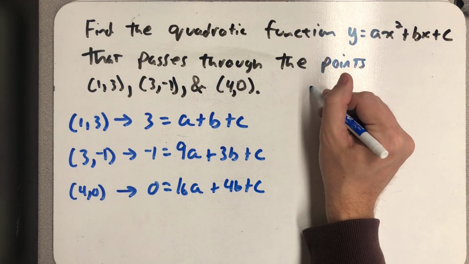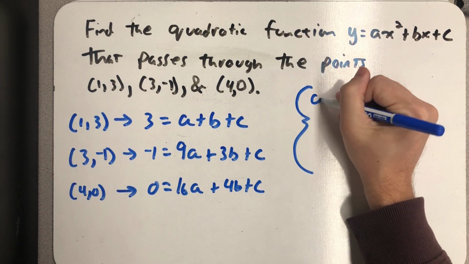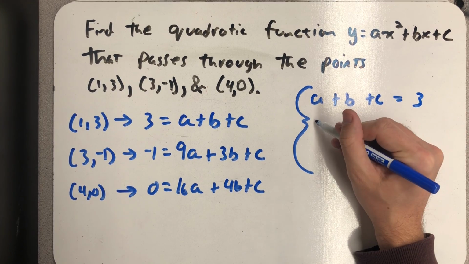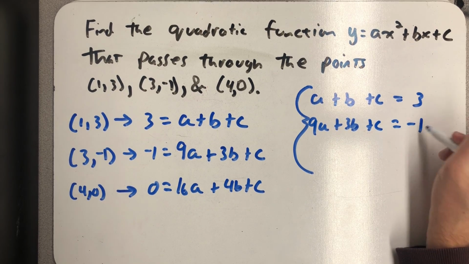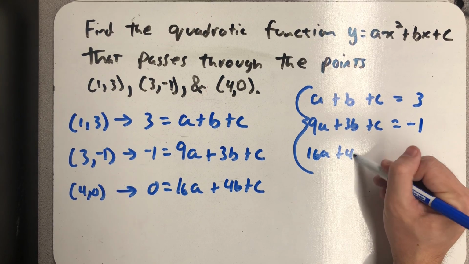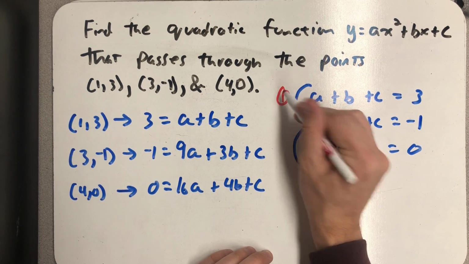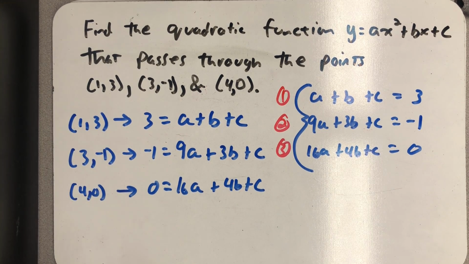And so there are my 3 equations, which now I'm going to write down the way I usually would write down a system of equations. So a plus b plus c is equal to 3. 9a plus 3b plus c is equal to minus 1. And then finally, 16a plus 4b plus c is equal to 0. So I need to solve this system. First I'm going to number these equations to make it a little easier to tell you what I'm doing.